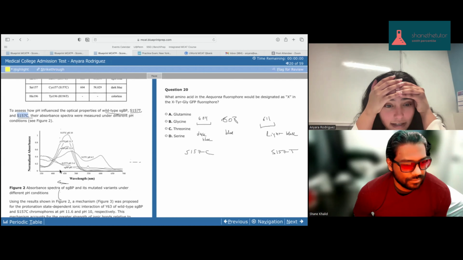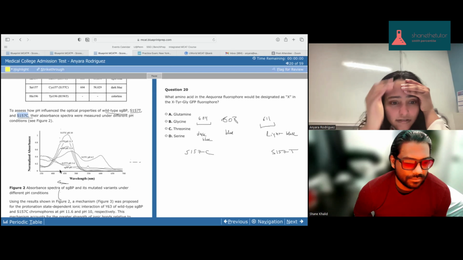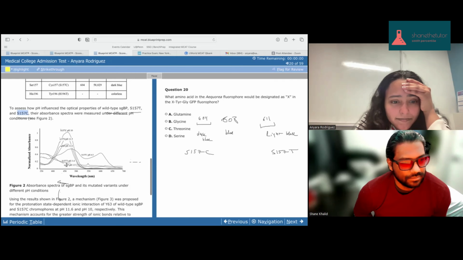But for wild type, higher is better, right? Yes.